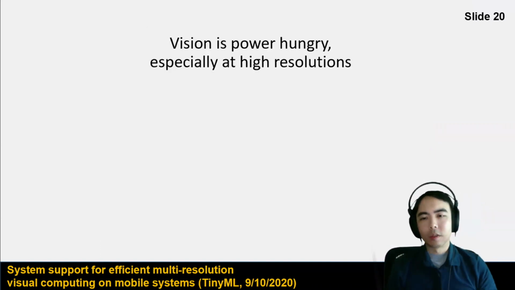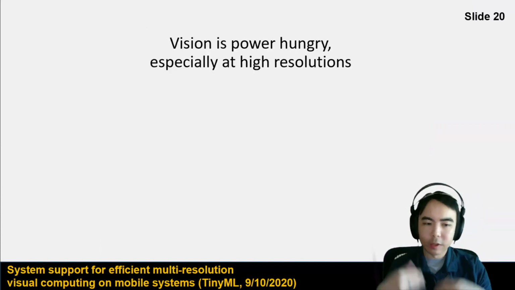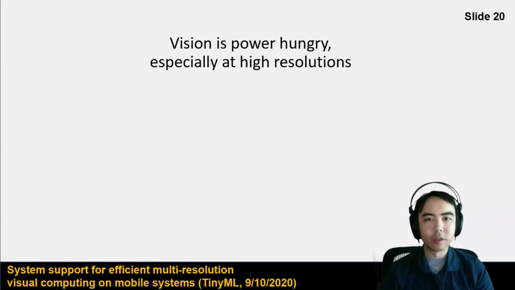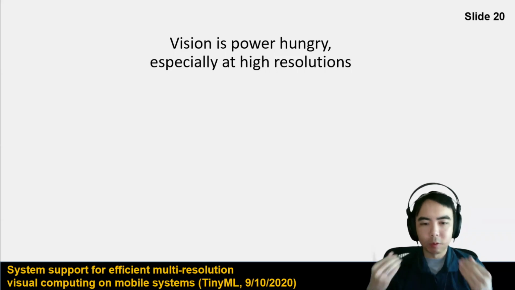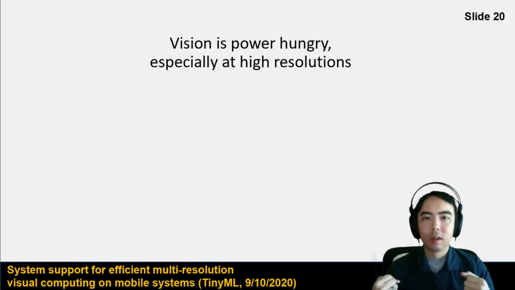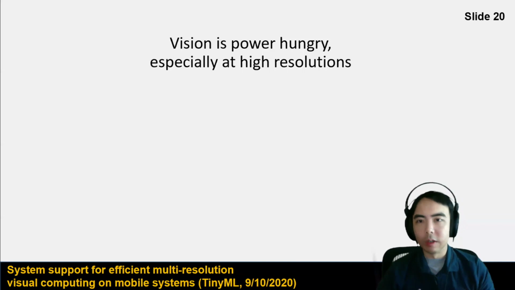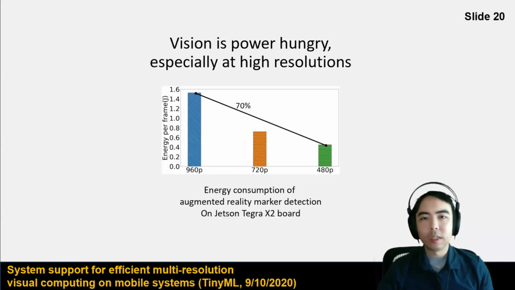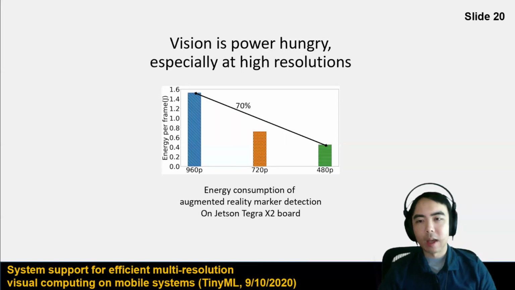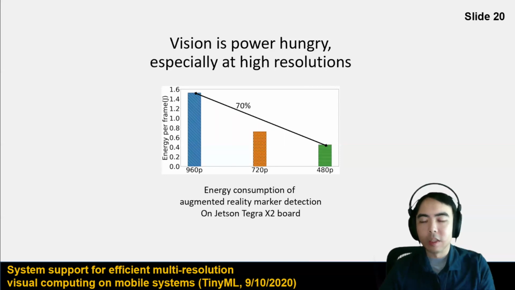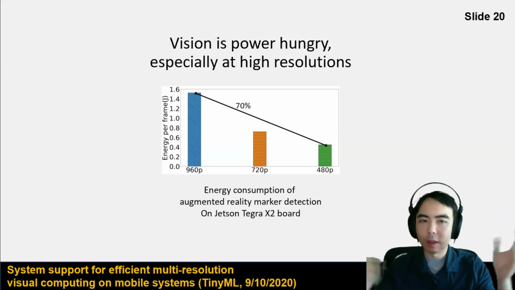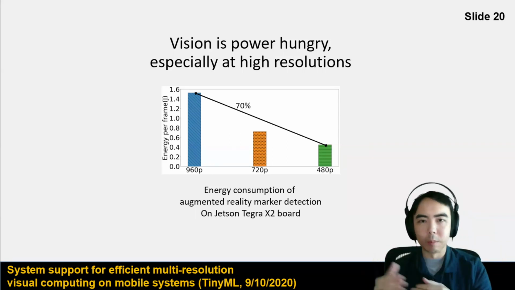So that's the first work saying that, look, vision is power hungry, especially at high resolutions. Now we can actually exploit this at the image sensor level and be able to throw away wasteful energy when we're dealing with low resolutions, right? But what we're seeing in the computing world as well is that vision is power hungry, especially at high resolutions. Well, let's see if the same thing that we saw with the sensors is true with the computing.